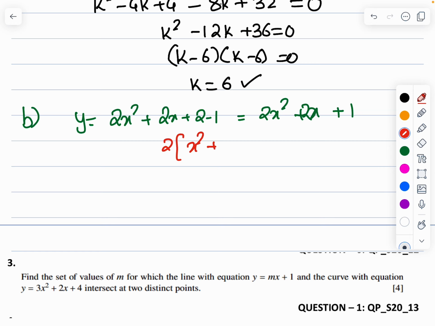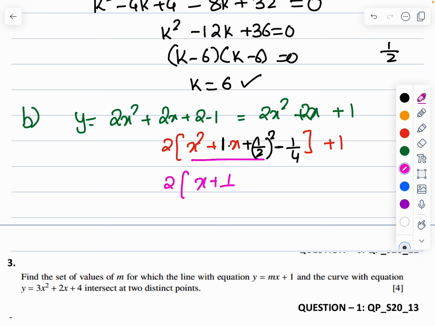x square plus x, then plus 1. We can see that the number before x is 1. So 1 divided by 2 is 1 upon 2. So add 1 upon 2 whole square, subtract 1 upon 2 whole square. So that these three terms will become x plus half whole square minus 1 upon 4 plus 1.